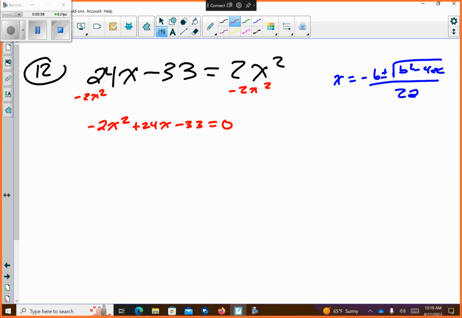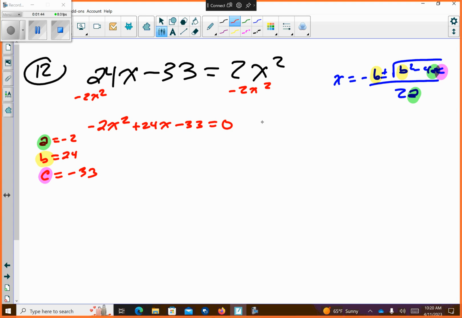All right. So our A value is -2, our B value is 24, and our C value is -33. Agree? Okay, so let's plug in. I'm going to highlight all the places: a B value and a B value, an A value and an A value, and the C value and the C value. Those are all the places I could plug in my numbers. Everything else remains a constant, but we have to watch out for our signs.